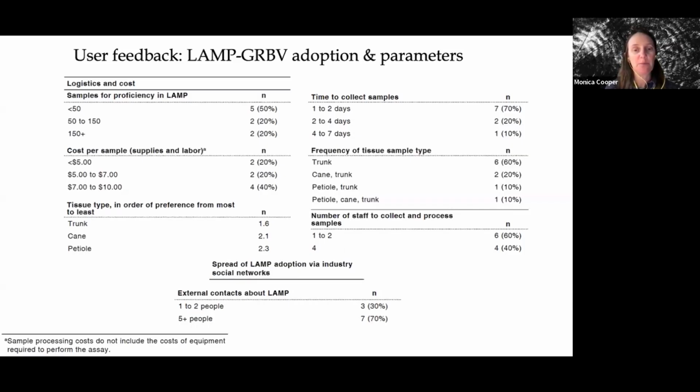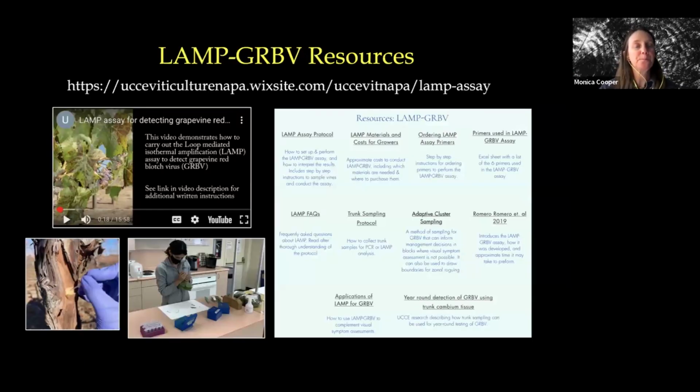And although we were teaching people about LAMP, people who had become proficient were also teaching each other. And so we saw that the process and the assay was being adopted because of the social networks that had formed within industry and between users, and they were sharing information among users. So I think that's a really great thing.